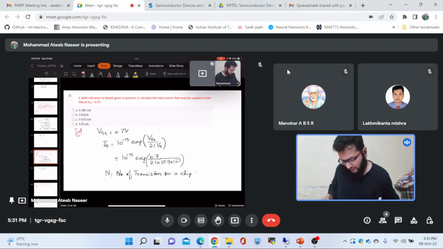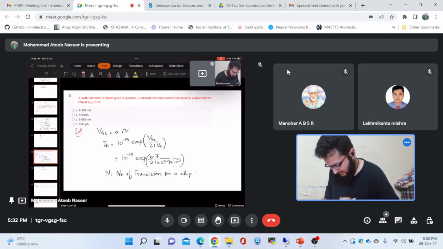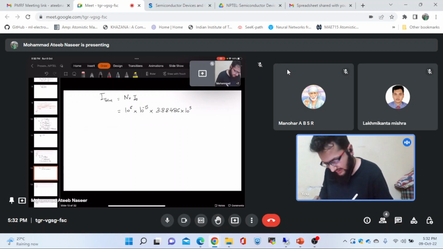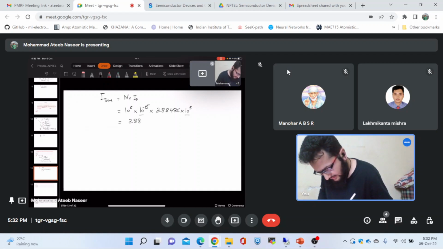So it comes out to be equal to 3.88486 into 10 to the power 5. So let's take it up to this decimal only, 3.88. So it will simply be equal to, if I take this 10 to the power minus 5, this will be 10 to the power plus 5, this will be 10 to the power minus 10, so 10 to the power minus 4. So this will be 3.88 into 10 to the power minus 4 amperes.